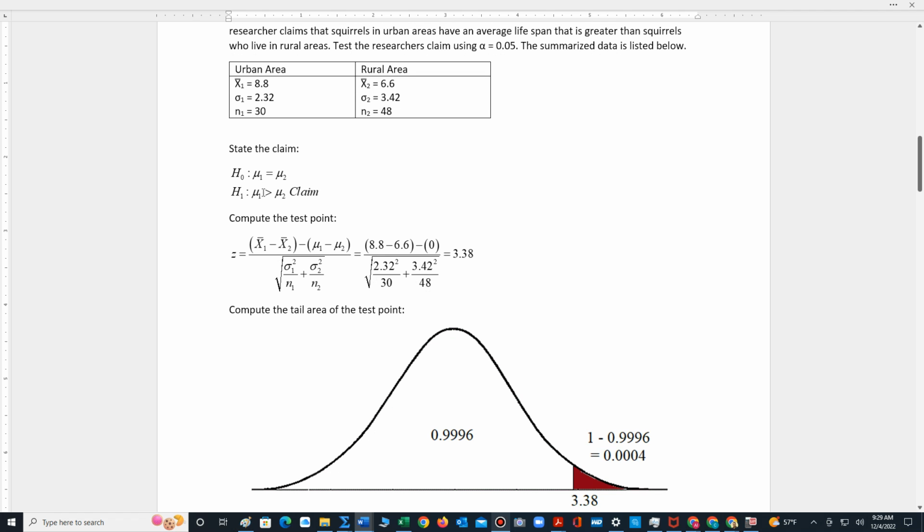So the researcher's claim is that mu1 is greater than mu sub 2. That's the H sub 1 statement because it's greater than. H naught always has the equal sign. Mu1 equals mu2.